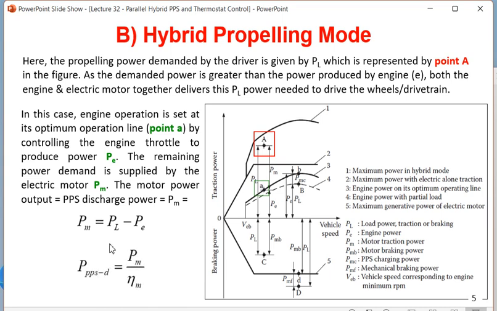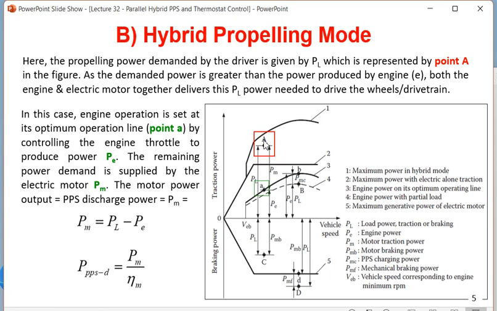Now PPS is equal to PM divided by eta M. We have found that the secondary drivetrain has an efficiency of eta M. That means if eta M is 90% and PPS is 111, at that time we can supply the load power PM equal to 100. So first we have to see how much PM is required in this case. Depending on that, we divide that by 0.9. That will be the PPS power which is extracted from the battery. So this is a hybrid propelling mode which is given by point A.